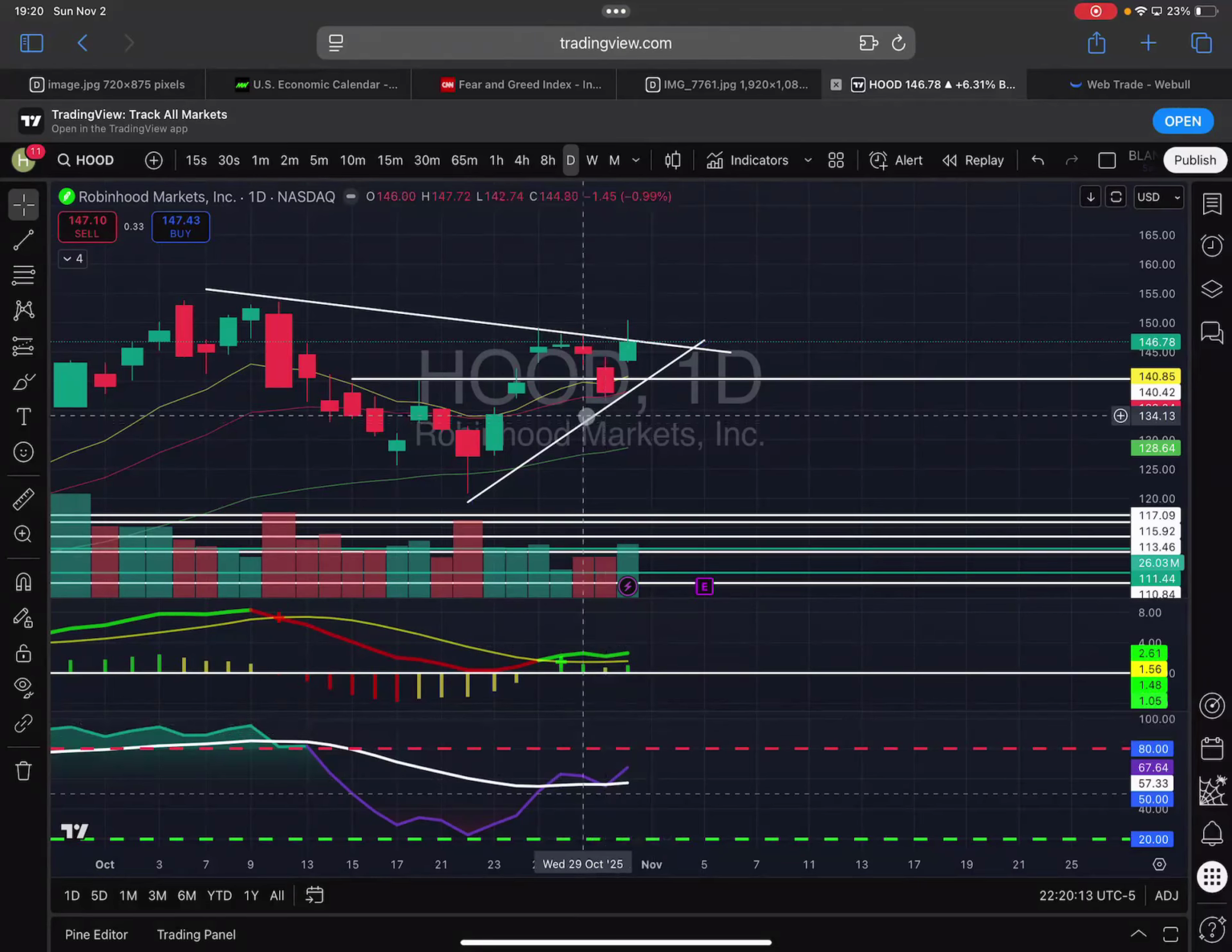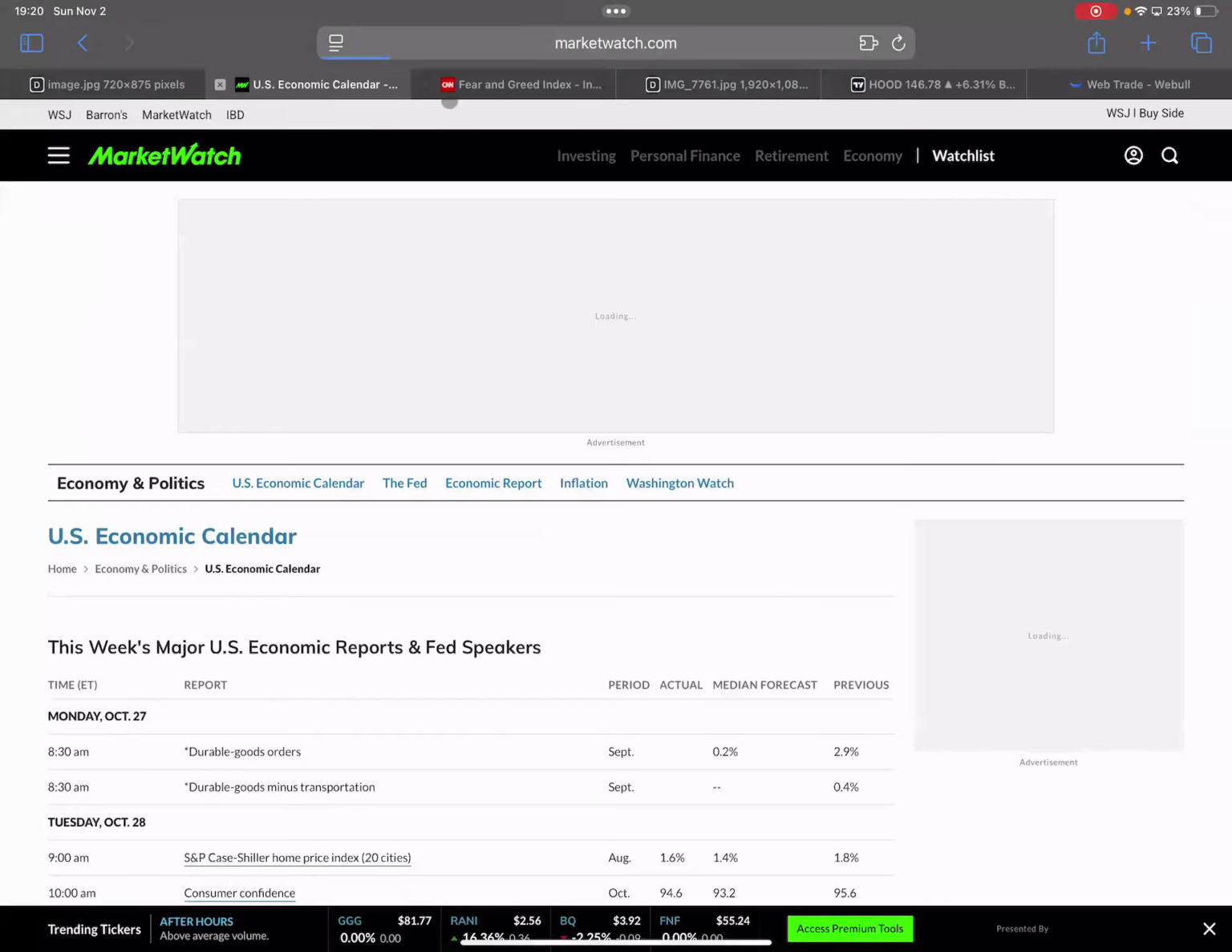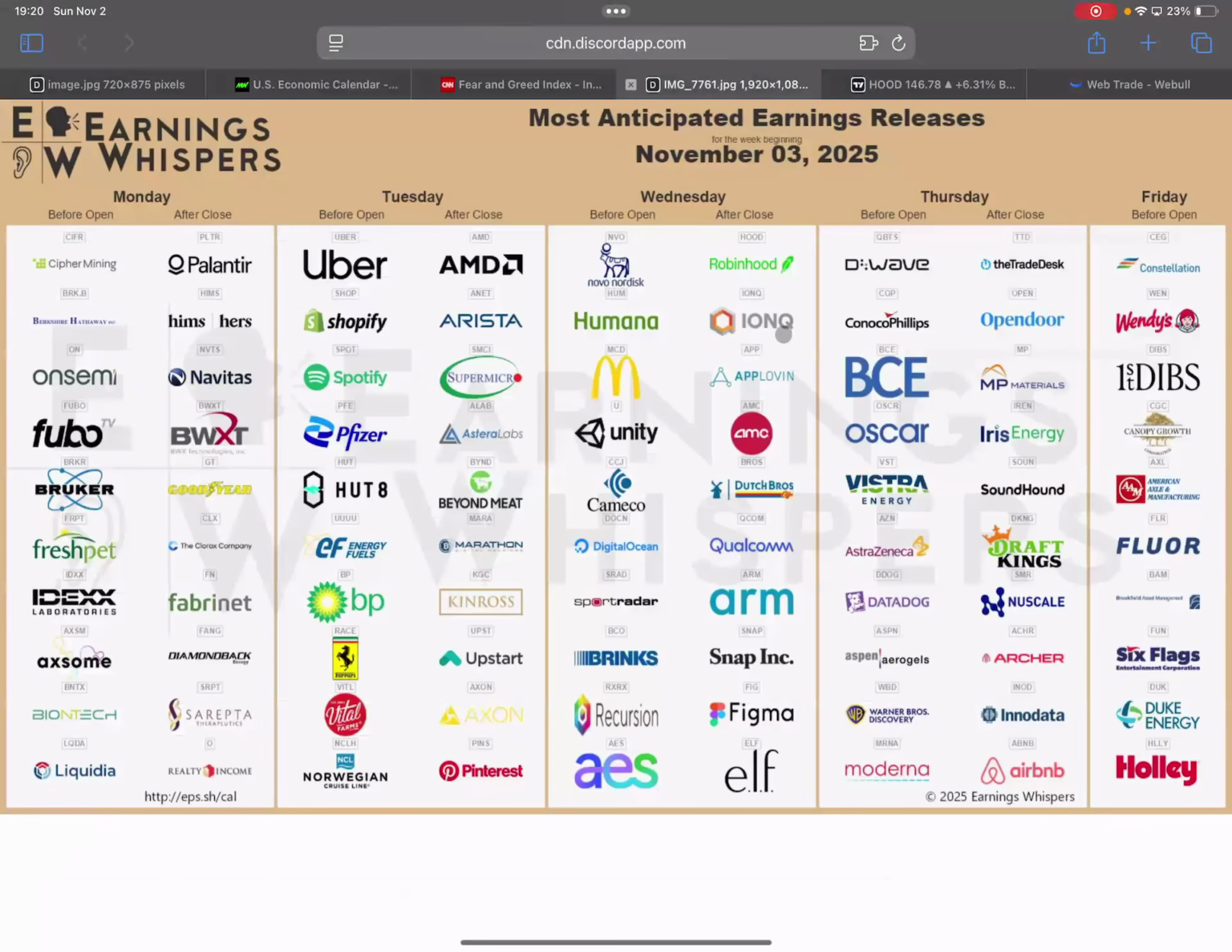I can see Hood possibly running into earnings. Remember, Hood has earnings on Wednesday. So what that means is between Monday and Tuesday, people could probably buy into Hood hoping for good earnings. And you can see Hood basically going higher and higher throughout the week, unless the market comes down and economic data comes out negative and things happen. But I can see Hood having some decent swing moves.